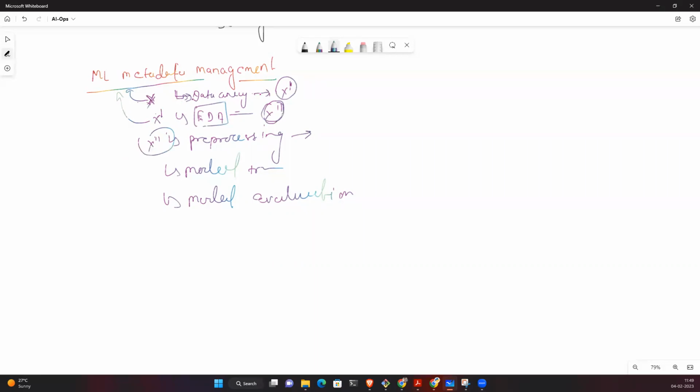Does this make sense? That is the importance of ML metadata. Yes, each stage's output we are going to store in the metadata. Okay, I'll explain this pipeline in the practical.